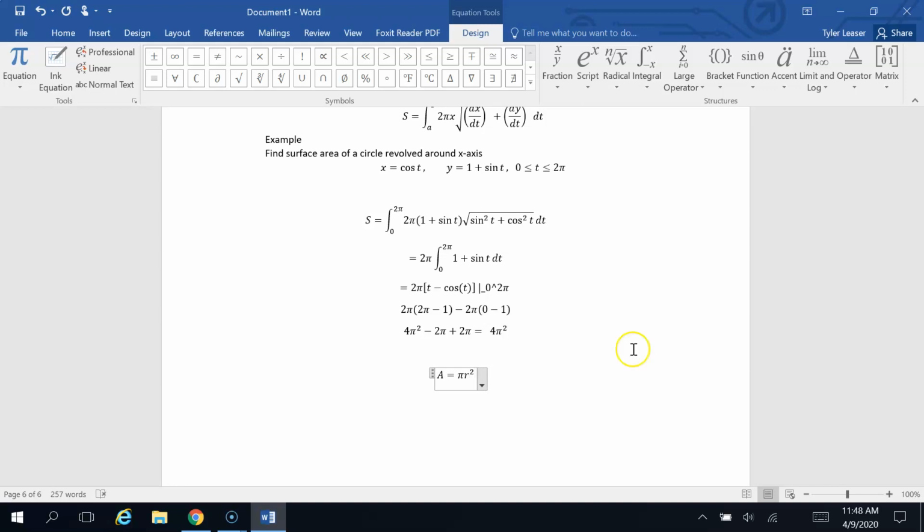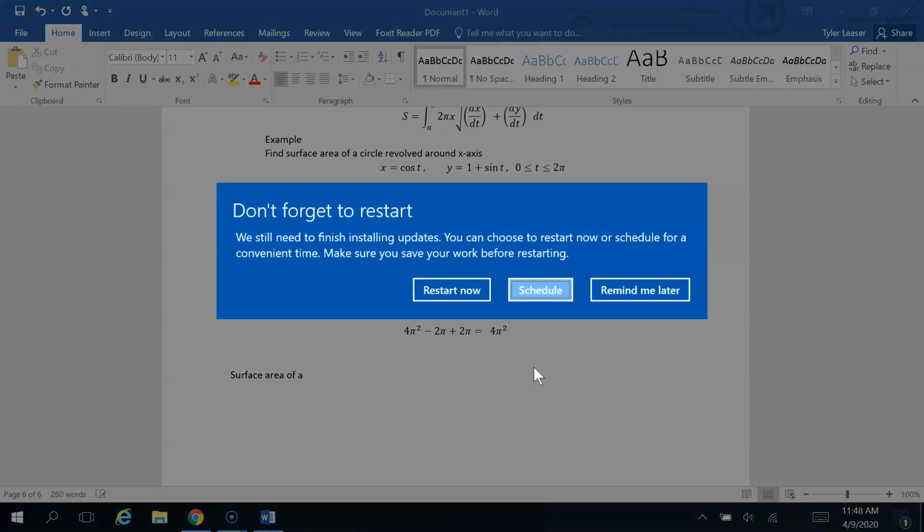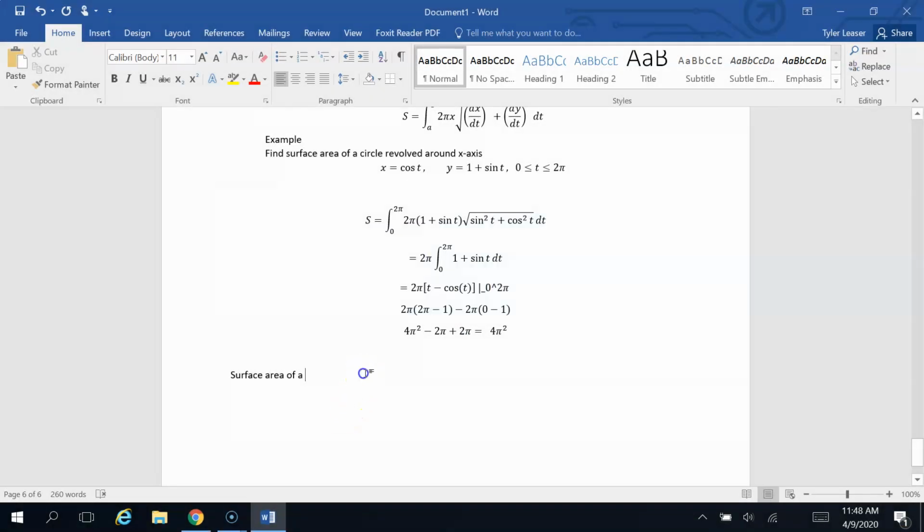r squared. Sorry, that's not going to make sense, is it? We're doing surface area stuff, right? So not the area of the circle. We need to know the surface area of a sphere. Because that's, remind me later. Don't do it now. The surface area of a sphere, right? So I'm going to have to Google.